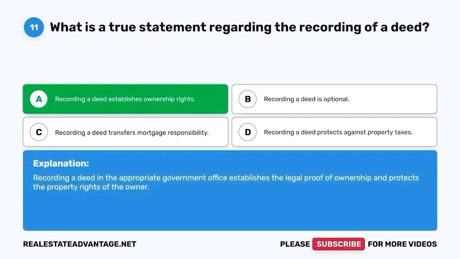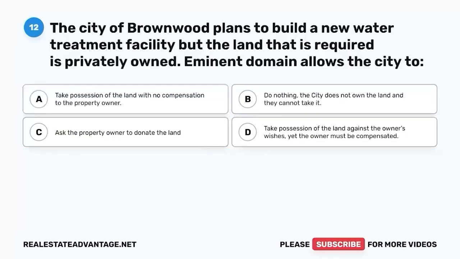Recording a deed in the appropriate government office establishes the legal proof of ownership and protects the property rights of the owner. Question 12. The City of Brownwood plans to build a new water treatment facility, but the land that is required is privately owned.